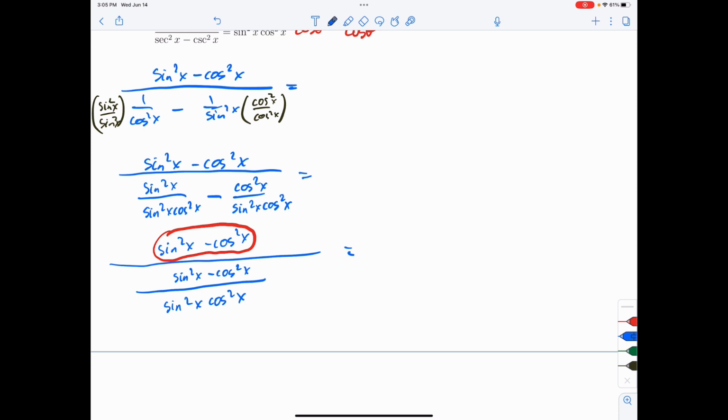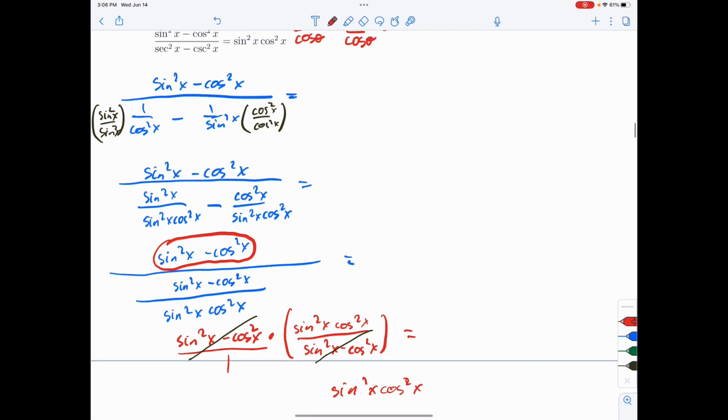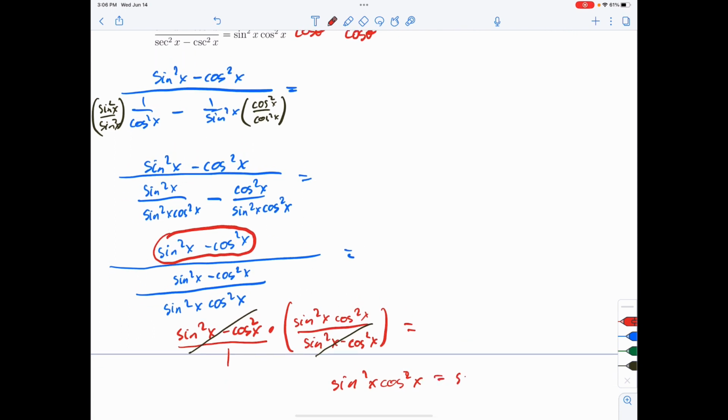So I have this numerator divided by a fraction. When we're dividing by fractions, that's the same thing as taking that numerator, sine squared of x minus cosine squared of x, and multiplying it by the reciprocal of the denominator. So the reciprocal will be sine squared of x cosine squared of x over sine squared x minus cosine squared x. What we notice is that I'm multiplying these two fractions together. These are going to cancel. Those are the same terms. So what I'm left with is sine squared of x cosine squared of x, and that is what we had on the original right-hand side.